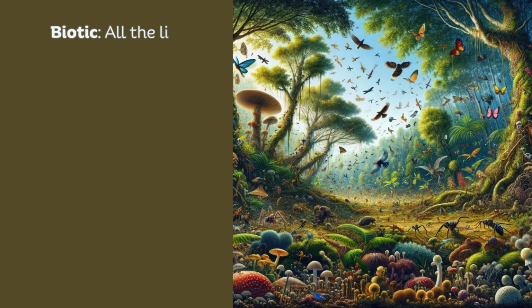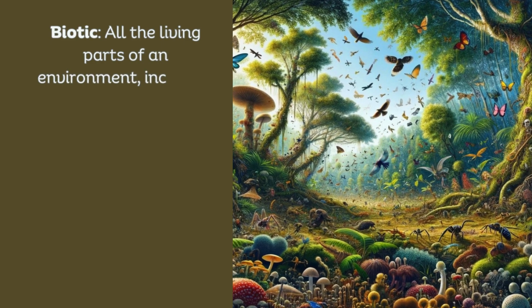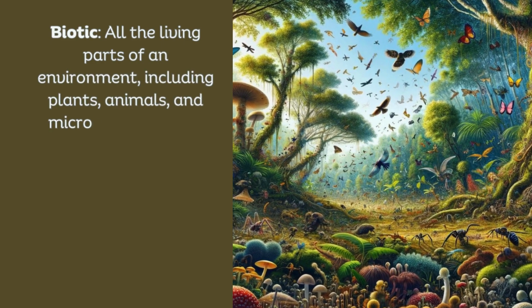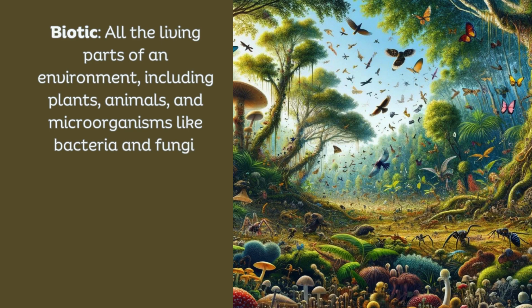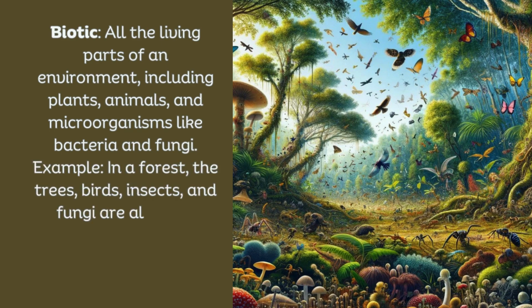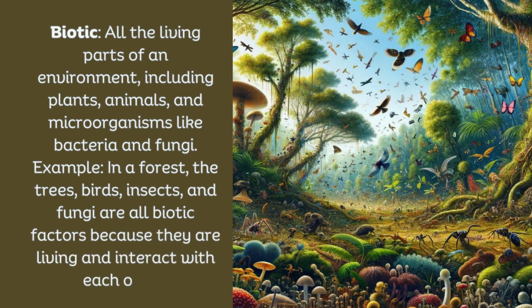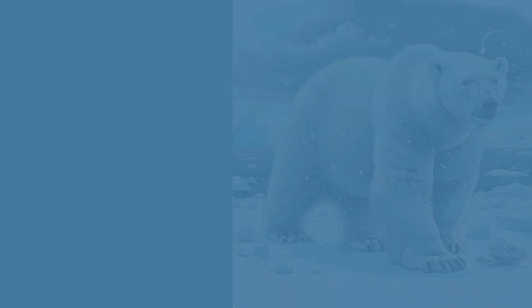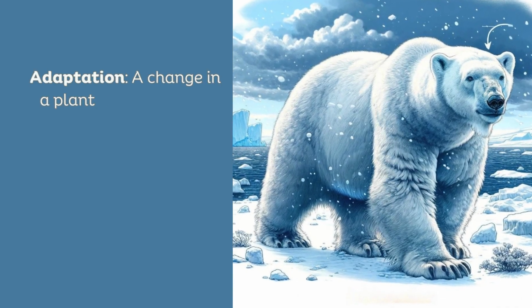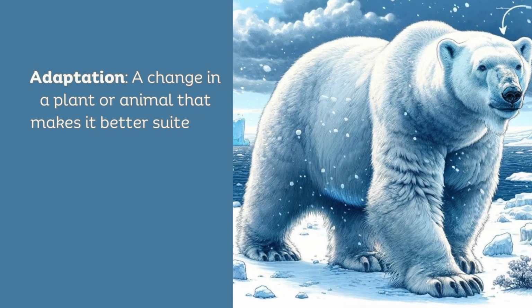Biotic. All the living parts of an environment, including plants, animals, and microorganisms like bacteria and fungi. Example: in a forest, the trees, birds, insects, and fungi are all biotic factors because they are living and interact with each other. Adaptation. A change in a plant or animal that makes it better suited to live in its environment.